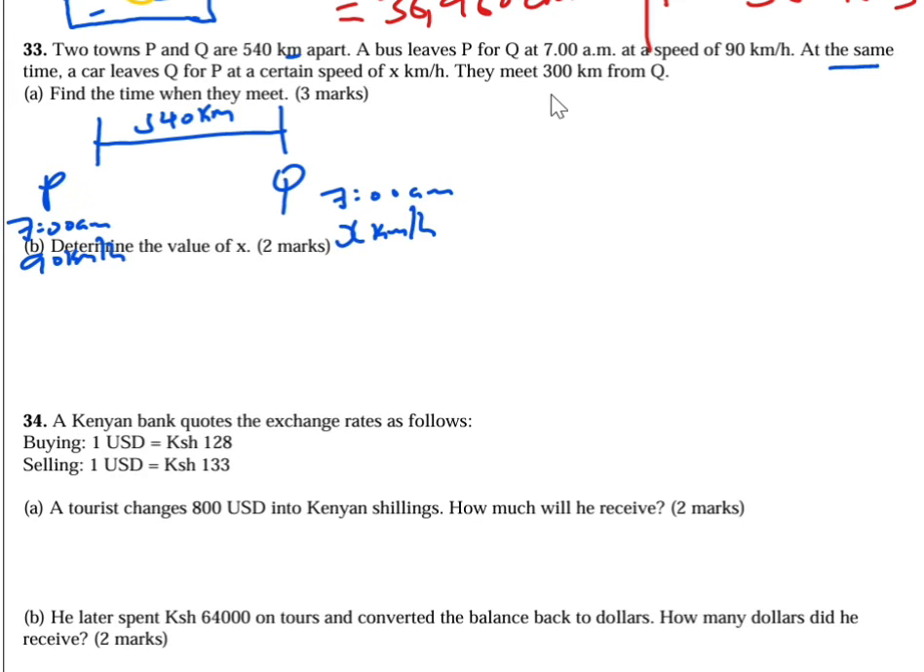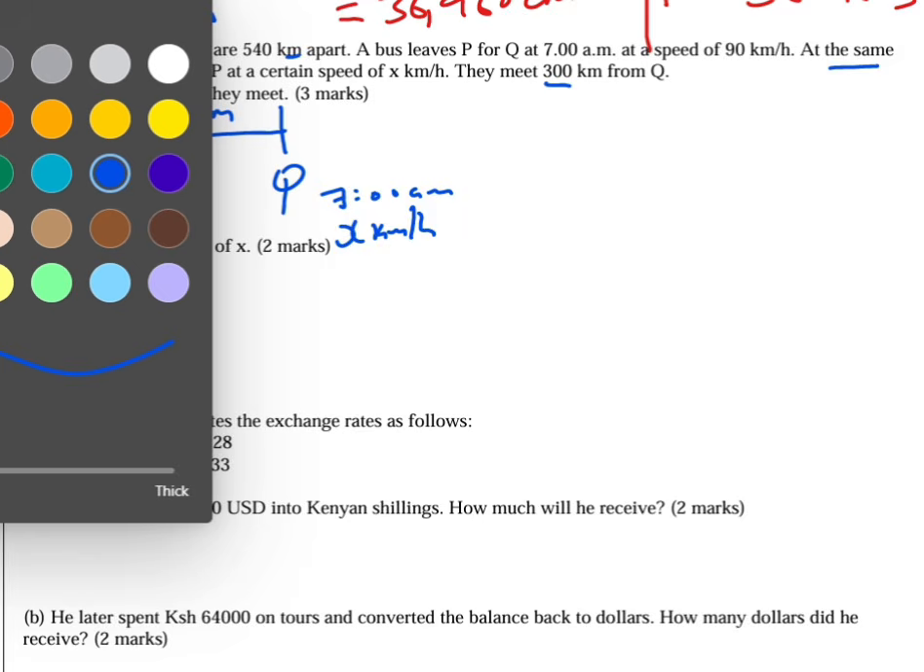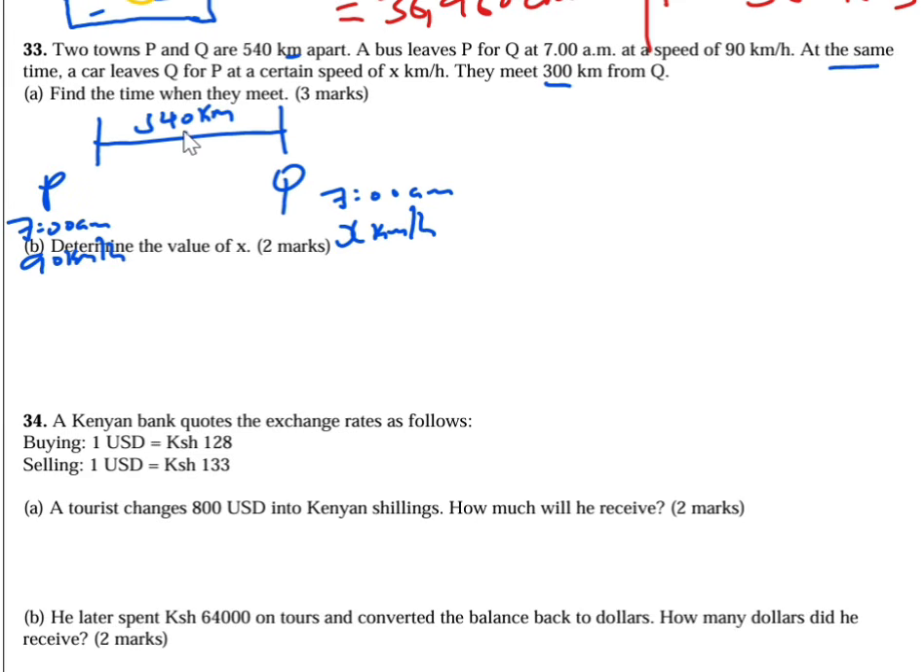They meet 300 kilometers from Q. So inamaanisha from Q hadi hapo ni 300 kilometers. So another pen. So from here maybe wale meet hapo somewhere. Hii imetembea 300 kilometers from Q. Hivi inamaanisha from P to where they met, to subtract. Yote ni 540 na hii ni 300. So inamaanisha hii imebaki P will travel 240 kilometers.